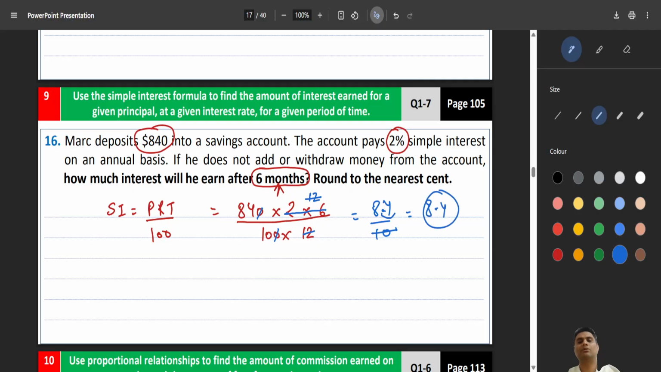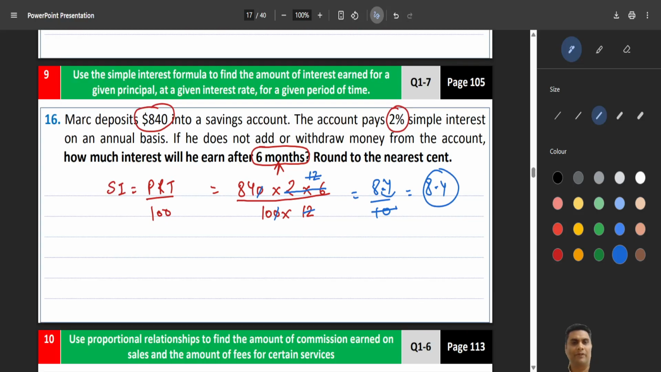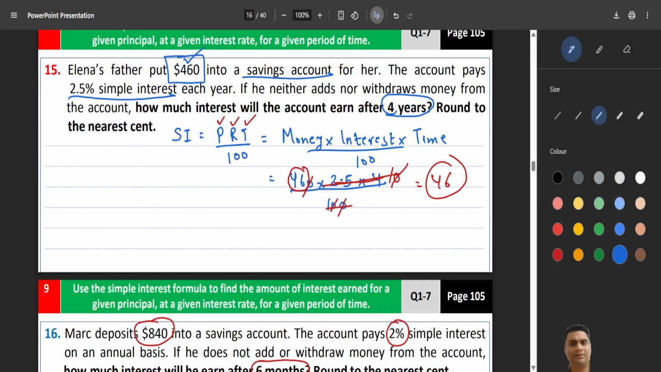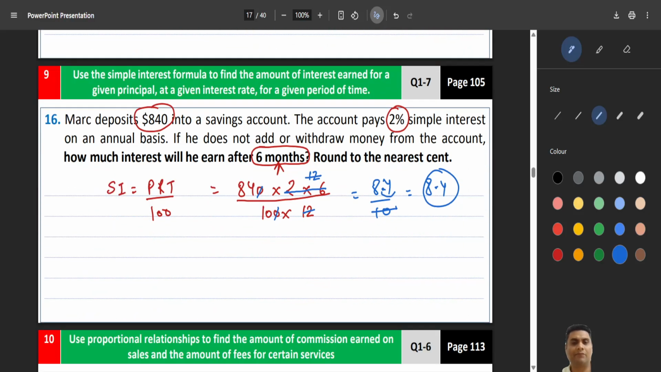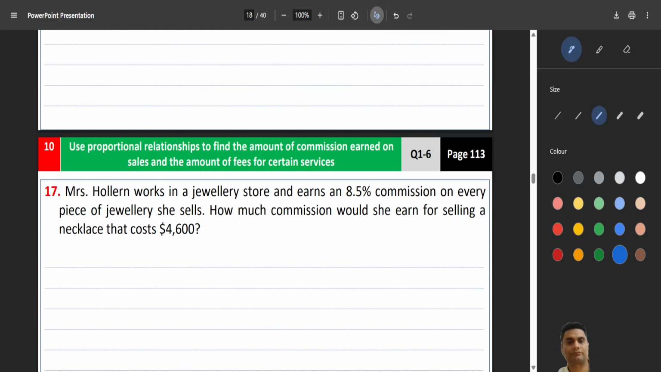I am doing the calculation with you because in the exam the calculator will not be there. So that's why I am showing the calculation, so you can practice the calculations like this and solve the question in the exam. Okay, so simple interest is done now. Remember, whenever the time is given in years, simply PRT divided by 100. And whenever the time is given in months, then PRT divided by 100 times 12. Okay, we will put 12 also in the denominator.